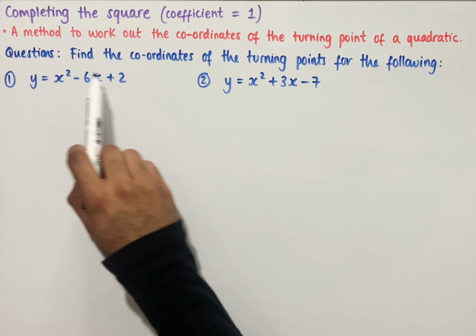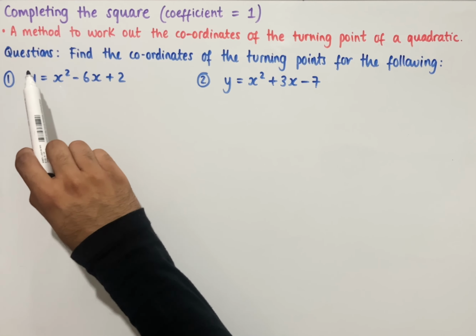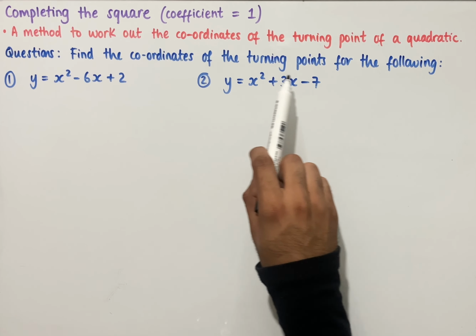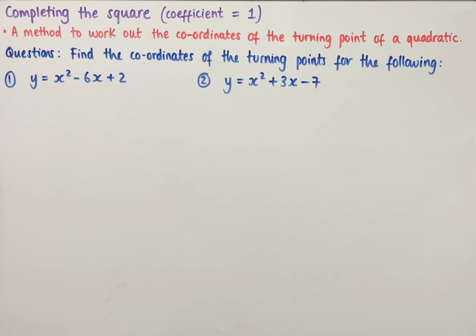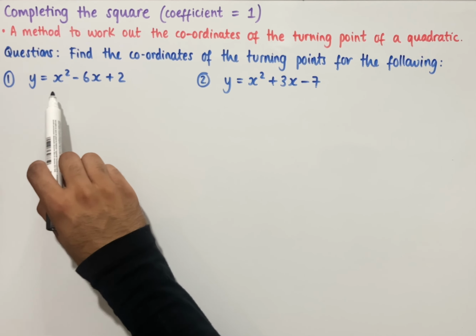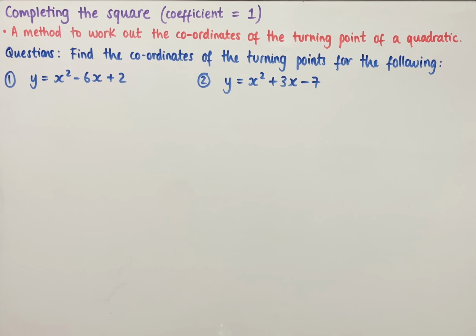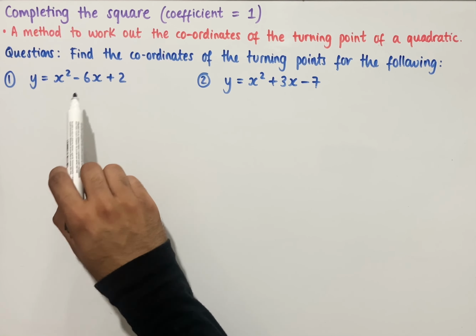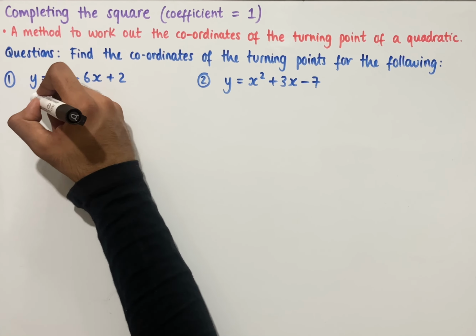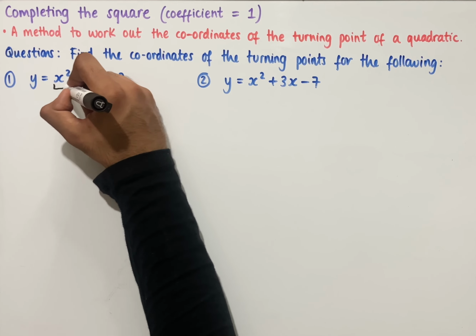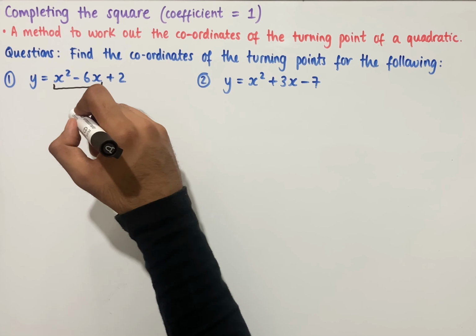Now for two more questions to help us further our understanding. The question is to find the coordinates of the turning points for the following quadratics. So the first quadratic is y equals x squared minus 6x plus 2. And so we're going to use the method in the example to find the coordinates of the turning point. So we'll first look at the first two terms of this quadratic, which are x squared minus 6x.